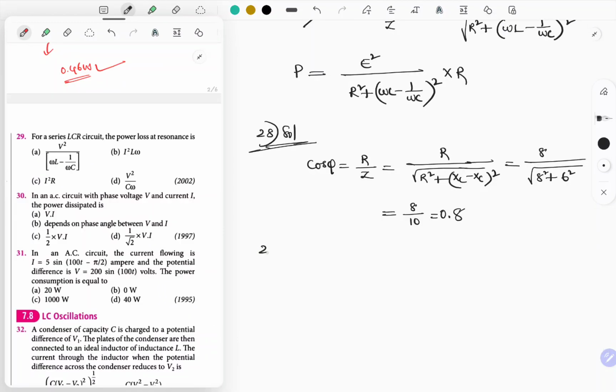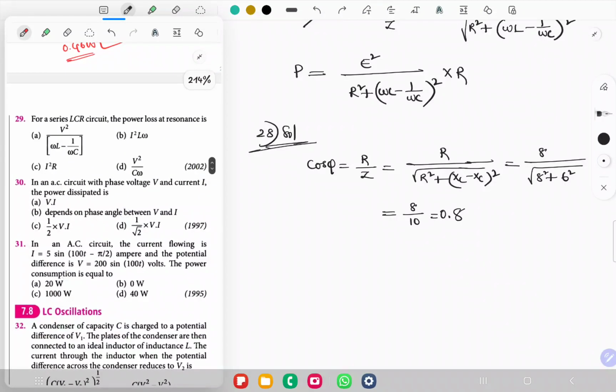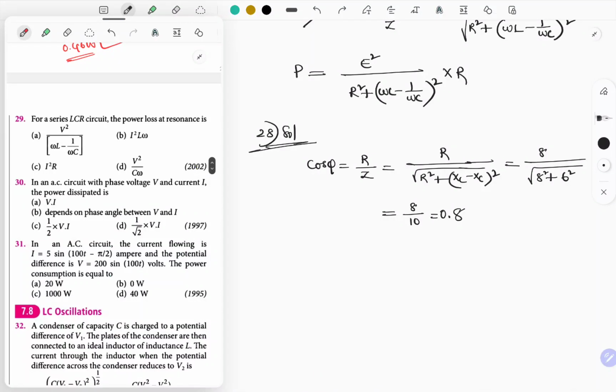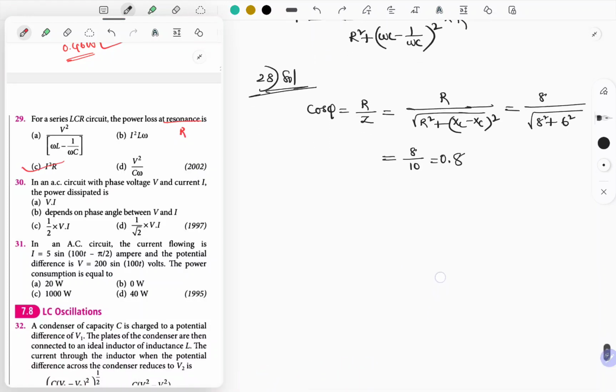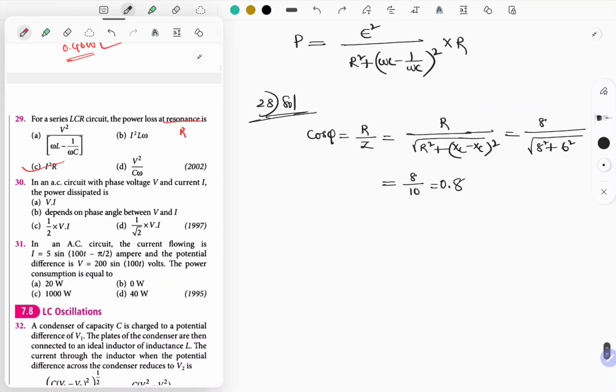Let's solve question number 29. It's no need to be solved, it's a direct question. For a series RLC circuit, the power loss at resonance. What is the meaning of resonance? At resonance, XL is equal to XC, so the circuit consists of only R. So I square R is the correct answer. There won't be any inductance or capacitance in the circuit, so the combination is short circuited.